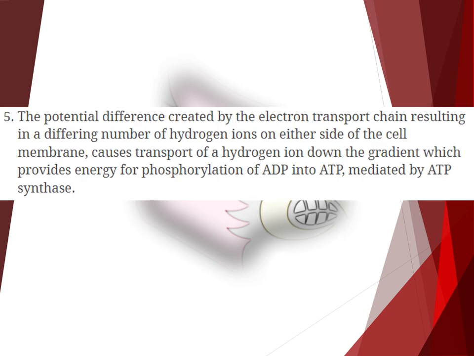Stage number 5. The potential difference created by the electron transport chain, resulting in a differing number of hydrogen ions on either side of the cell membrane, causes transport of a hydrogen ion down the gradient, which produces energy for phosphorylation of ADP into ATP, which is mediated by an enzyme known as ATP synthase.